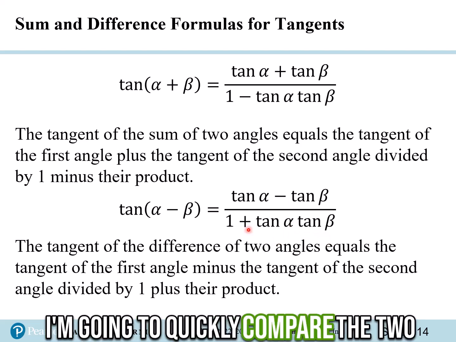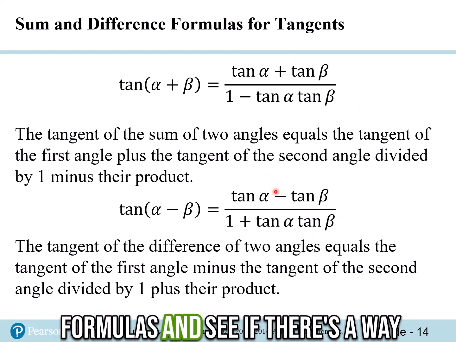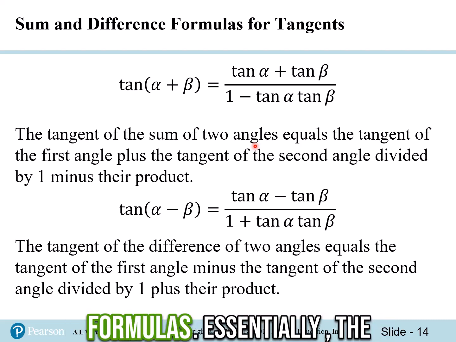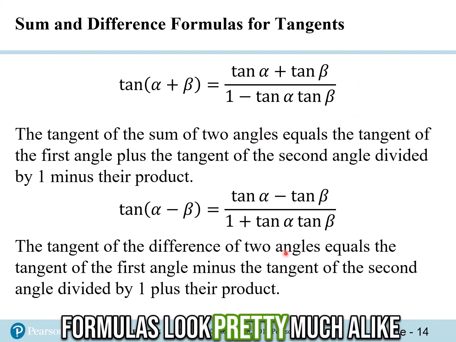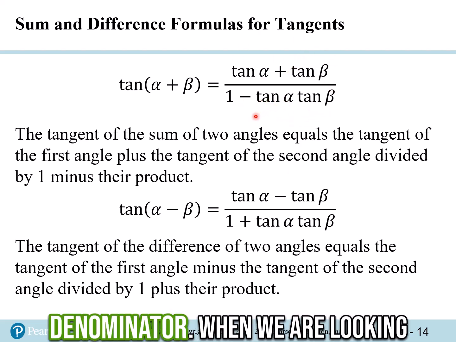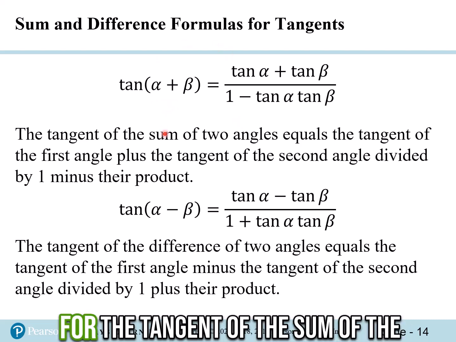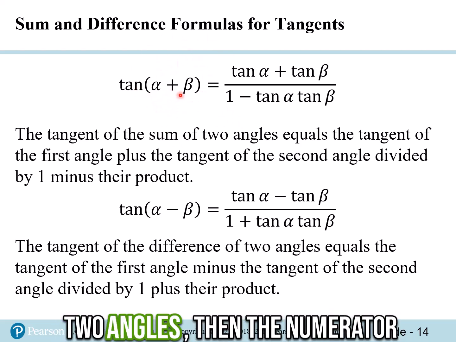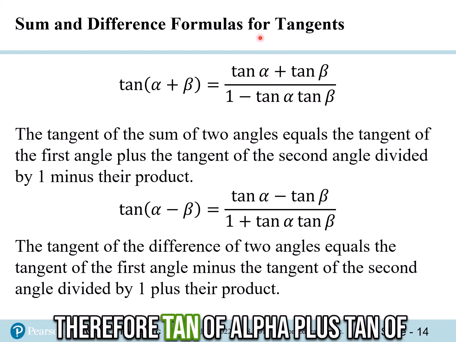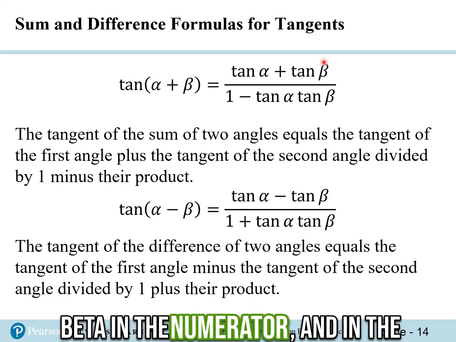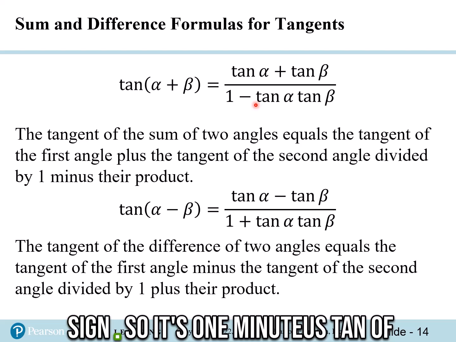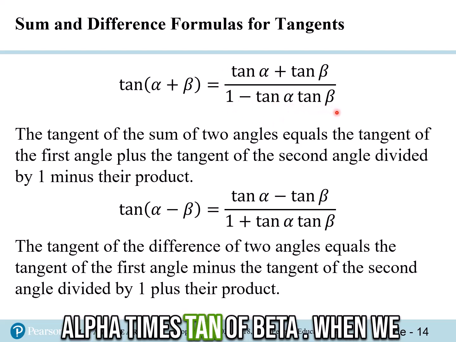Now I'm going to quickly compare the two formulas and see if there's a way which can help us remember them. Essentially, the formulas look pretty much alike, except there's a difference in the signs in the numerator and denominator. When we are looking for the tangent of the sum of the two angles, then the numerator expression has a plus sign. Therefore, tan of alpha plus tan of beta in the numerator, and in the denominator, we have a negative sign. So it's 1 minus tan of alpha times tan of beta.